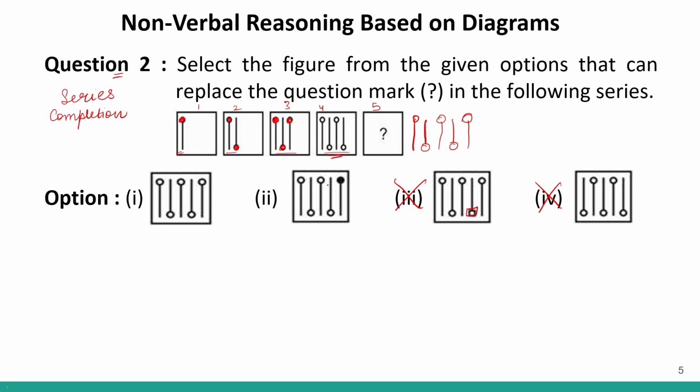If I look at option 2, this arrow is shaded. We do not have any shaded arrow. Hence, option number 2 is also eliminated. And that leaves us with option number 1. In option number 1, we have the exact same figure as this one. Hence, option number 1 will be the correct answer.